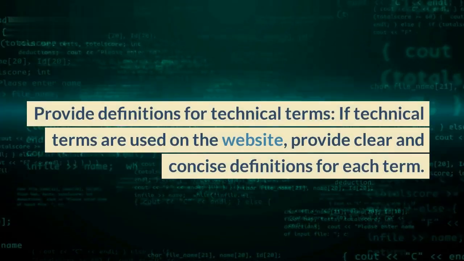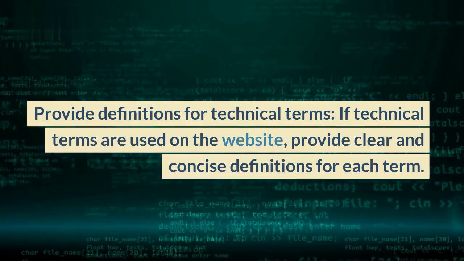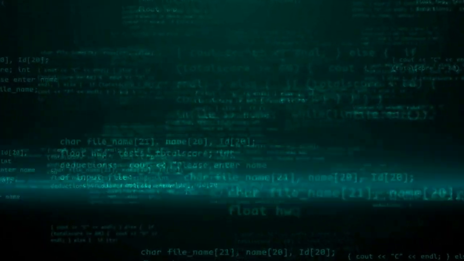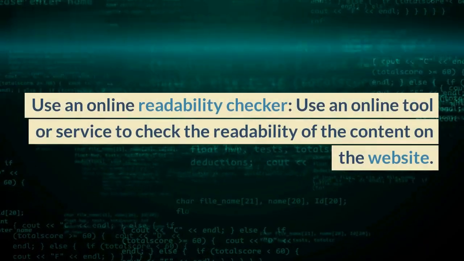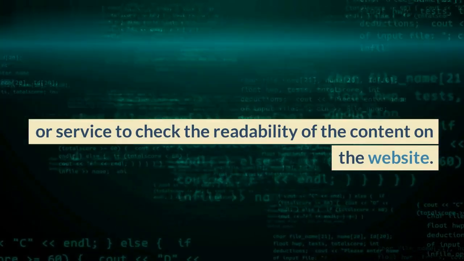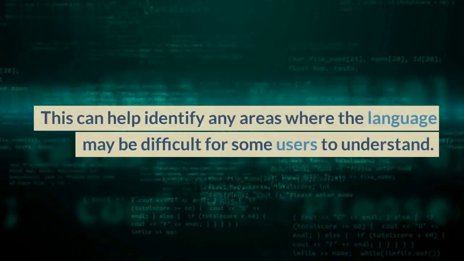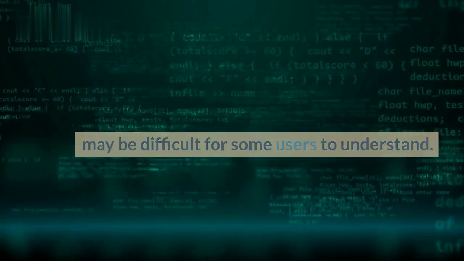Provide definitions for technical terms. If technical terms are used on the website, provide clear and concise definitions for each term. This will help users understand the meaning of the term. Use an online readability checker. Use an online tool or service to check the readability of the content on the website. This can help identify any areas where the language may be difficult for some users to understand.